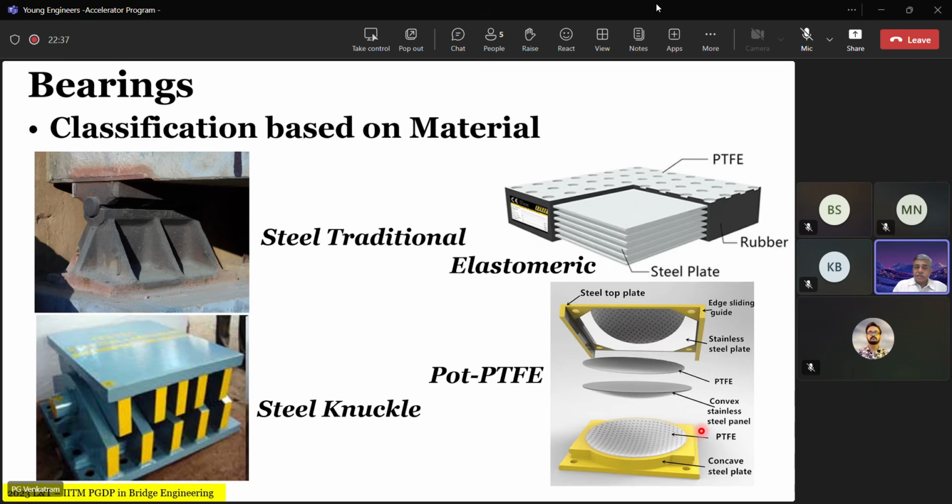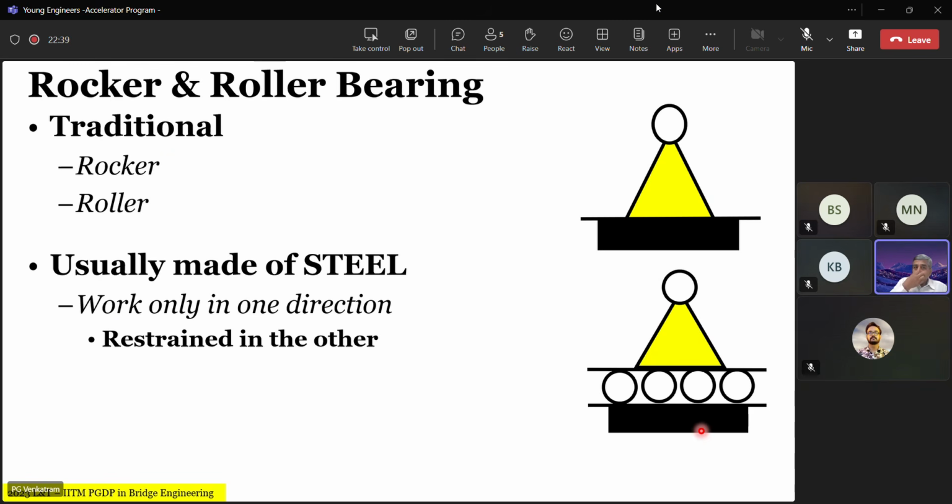Okay. Now, rocker and roller bearings were the old, very traditional bearings. Today, you don't see them. Hardly anybody makes or uses them, but you should be aware of them, because there are a lot of old bridges on which you may get a chance to work or go and see, such as for rectification, modification, or troubleshooting a problem.